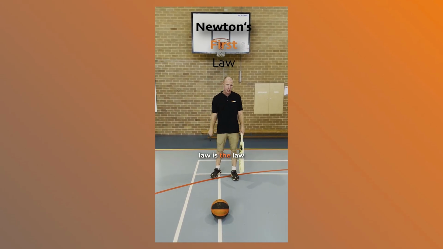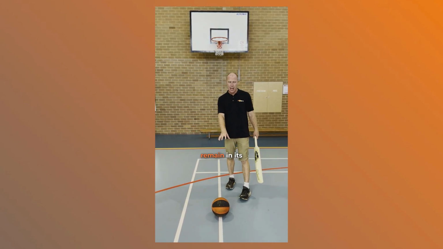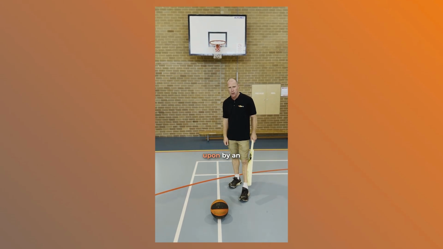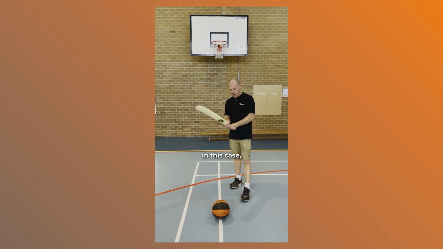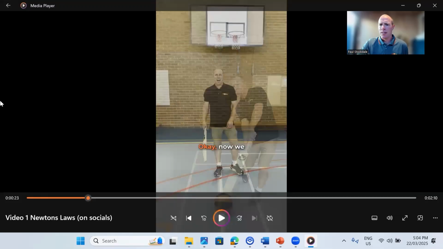Newton's first law is the law of inertia. What this law says is that the ball will remain in its constant state of motion unless acted upon by an external force. In this case, the external force is going to be me, and I'm going to move. So nothing spectacular there, besides great acting, obviously. But all we're trying to do with this law is that we've got something stationary or in constant motion. We've just got to move it.